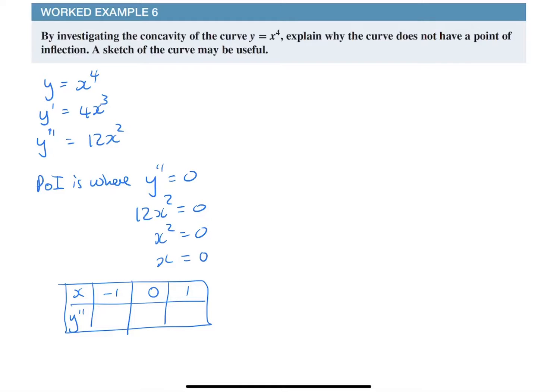If I put -1 into my second derivative, -1 squared is +1, times 12. That is positive. That is 0. And if I put 1 in there, 1 squared is 1, and 1 times 12 is 12, so it's also positive. Because the sign does not change, it means that this is not a point of inflection. The second derivative does not change sign either side, therefore x equals 0 is not a point of inflection.